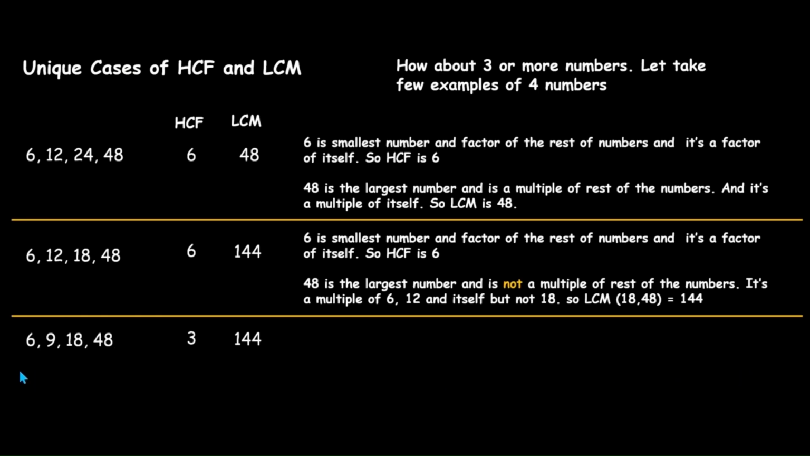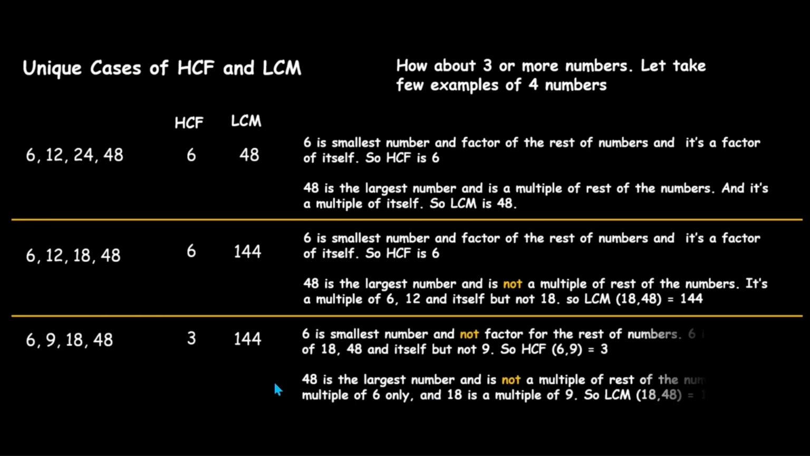And another set, 6, 9, 18 and 48. In this case, 6 is a factor of itself, but it is not a factor of 9, but it's a factor of 18 and 48. So all that we need to do is to take the HCF between 6 and 9, which happens to be 3.